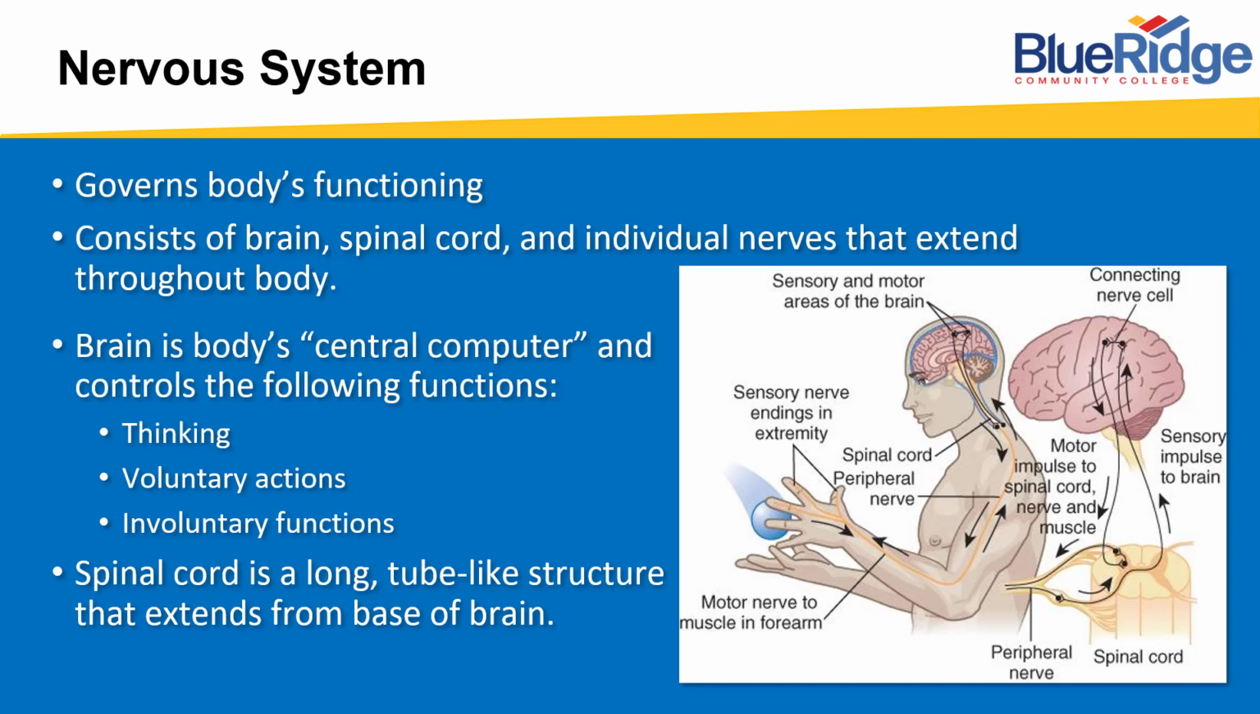The brain is the body's central computer, and it controls the functions of thinking, voluntary actions, and involuntary actions. And the spinal cord is a long tube-like structure that extends from the base of the brain, and nerves branch out from the spinal cord to each part of the body.